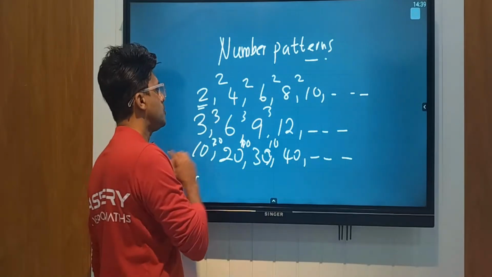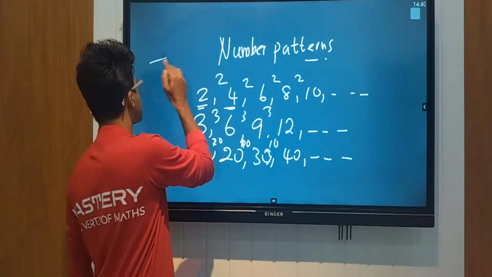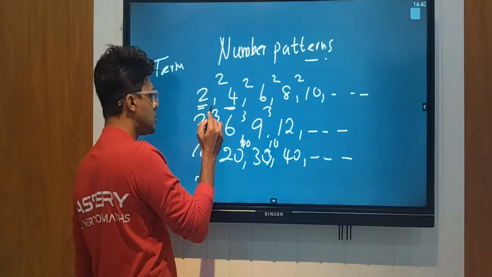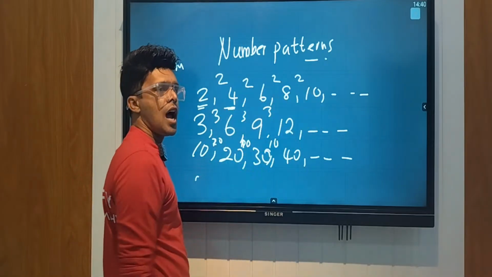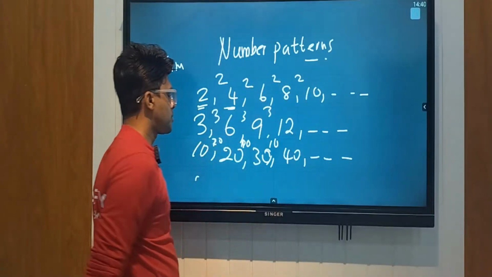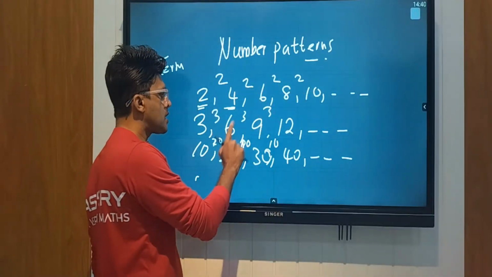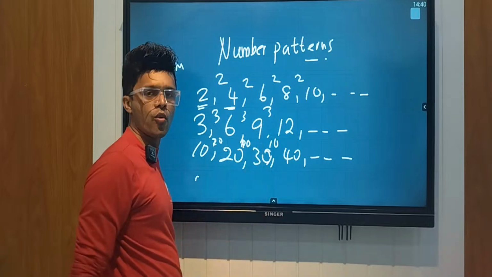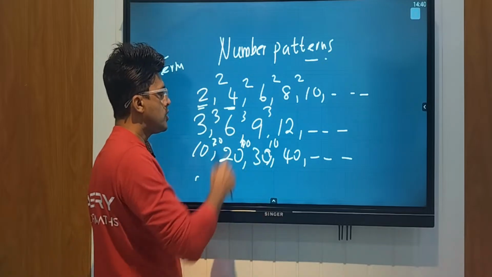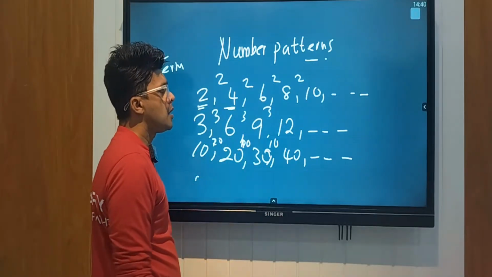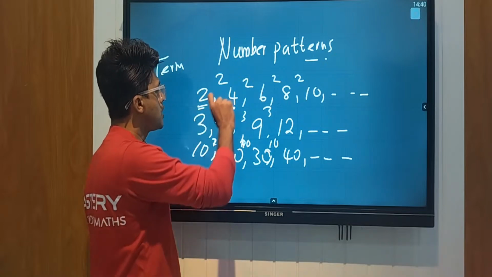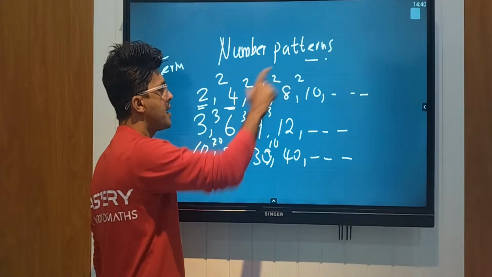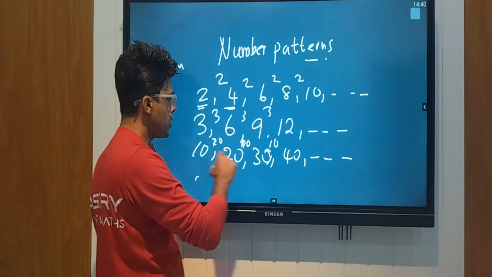This is the first term, this is the second term, third term, fourth term, fifth term, and so on. These are terms. So when it comes to these sequences and patterns, the same digit has been added here, and then here also.